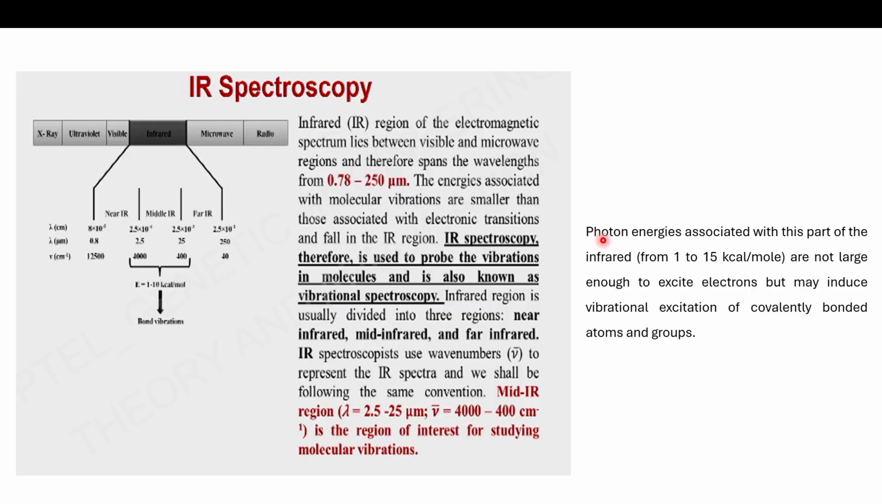Now, photon energies associated with this part of the infrared, from 1 to 15 kilocalories per mole, are not really large enough to excite electrons, but they can induce vibrational excitation of covalently bonded atoms and groups. The electrons won't really transition between energy levels, but the covalently bonded atoms or groups of molecules can eventually vibrate. So that is what is measured by IR spectroscopy.